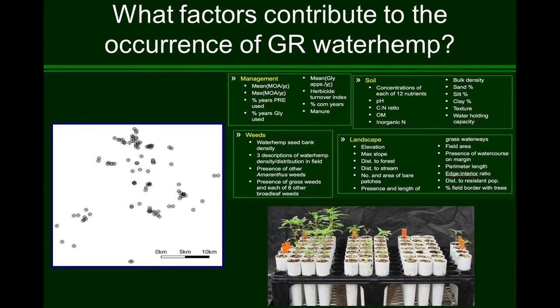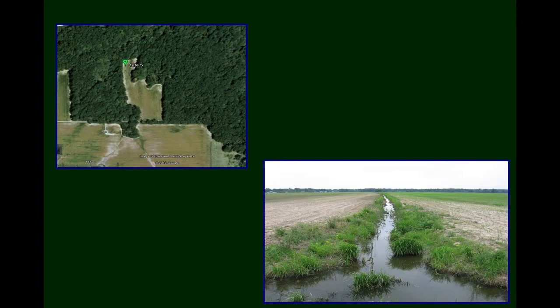And if I can just skip ahead here, why would we look at the landscape? Well, here's an example of a field which is surrounded by trees. Waterhemp is an outcross species, so we would hypothesize that if the field is surrounded by trees, that would form a barrier to pollen and protect this field from outside sources of pollen, and maybe this field would have less chance of being resistant. We also know that waterhemp seeds move in water, partly why it's called waterhemp. And so we hypothesized that if a field had a water course that might seasonally flood, that would be a source of waterhemp seeds from your neighbors or from other fields, and therefore you might be more likely to get resistance.